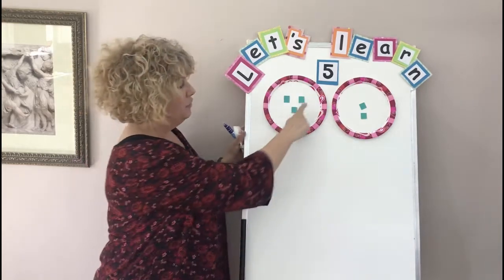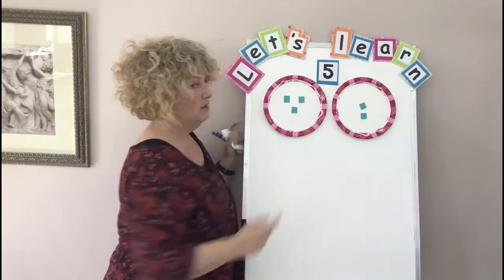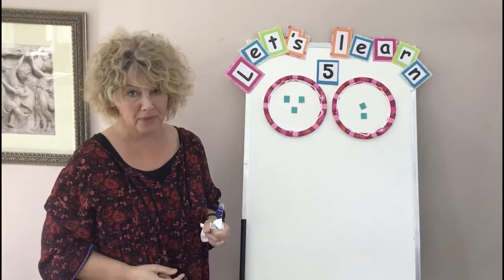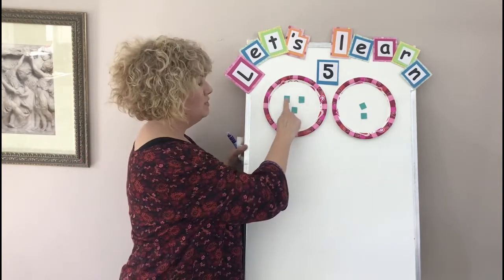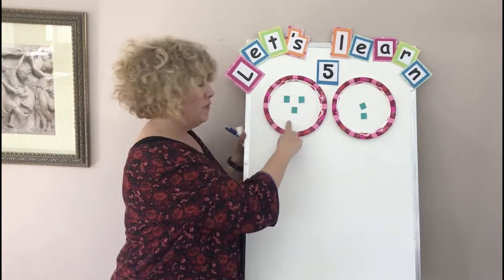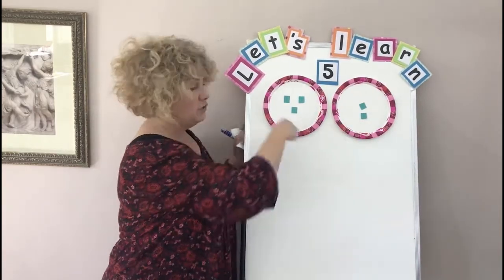So now I have 3 squares on this side, and I have 2 squares on this side. And do I still have 5 squares all together? I do, but let's make sure. 1, 2, 3, 4, 5. I still have 5 squares. 3 squares plus 2 more squares makes 5 squares all together.